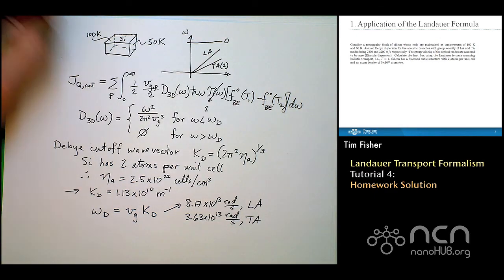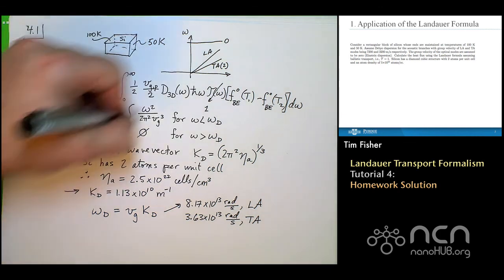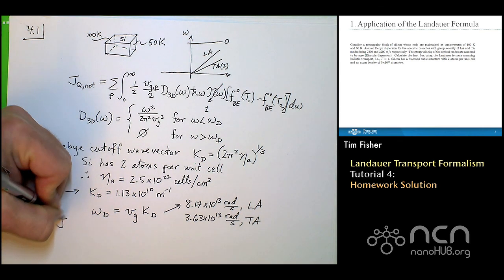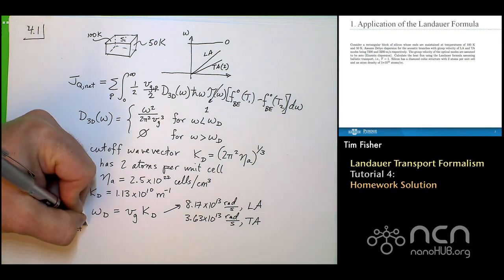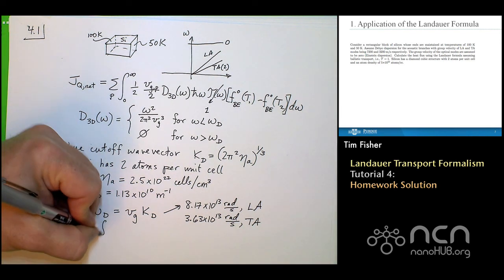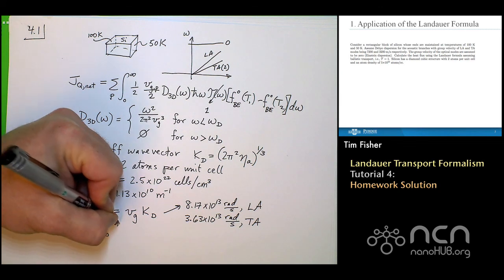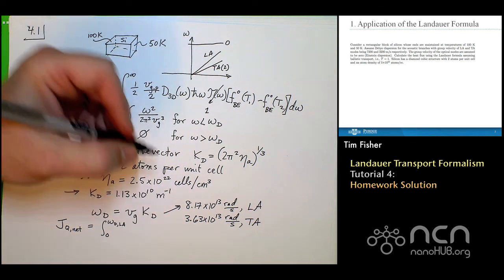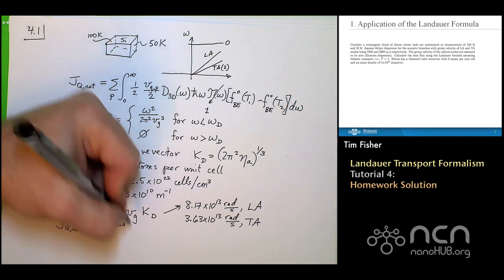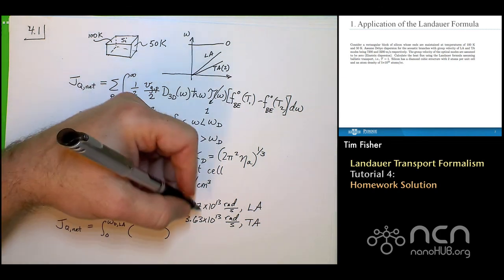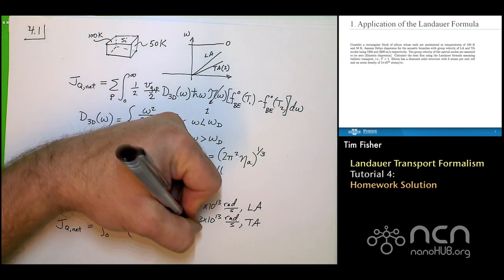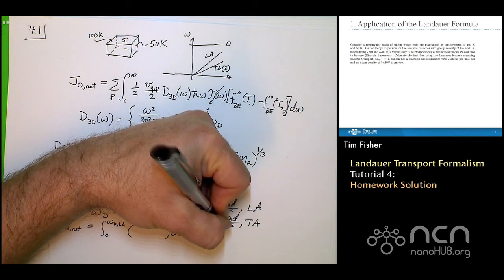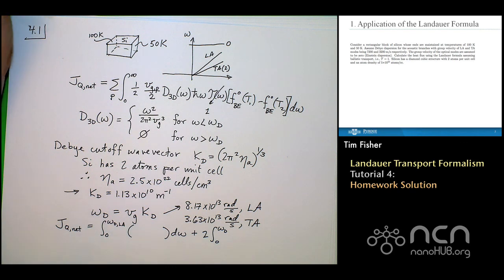And so we go back and we substitute all of these things back into the original expression for heat flux. So we find that JQ net will equal the integral from 0 to the Debye cutoff frequency for the LA mode, and then we can go back and substitute all the values that we did before. I won't write them out here. And we do the same thing for the TA modes, but we're going to put a factor of 2 in front because we have degeneracy. We have 2 transverse modes.